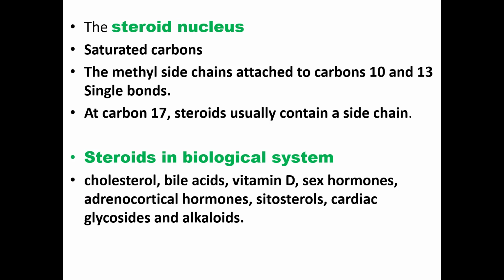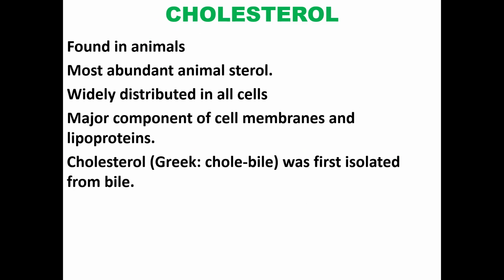So when a steroid contains one or more hydroxyl groups, it is commonly known as a sterol, meaning solid alcohol. For example, we have cholesterol, and cholesterol is exclusively found in animals. It is the most abundant sterol found in animals, and it is widely distributed in all cells and is also a major component of the cell membrane and the lipoproteins. Cholesterol comes from the Greek word chol, bile. It was first isolated from bile, and cholesterol literally means solid alcohol from bile.